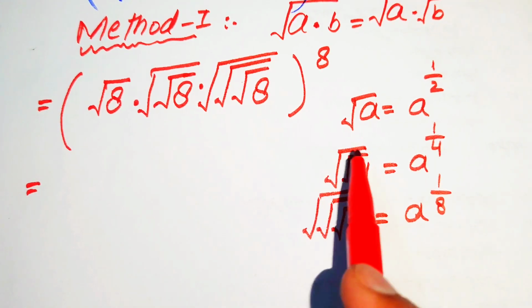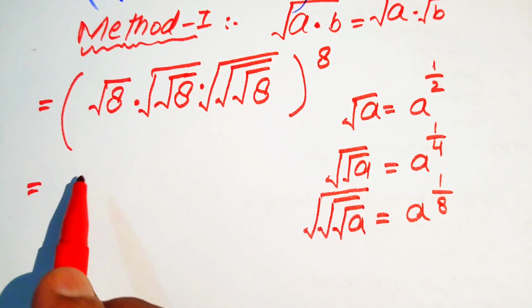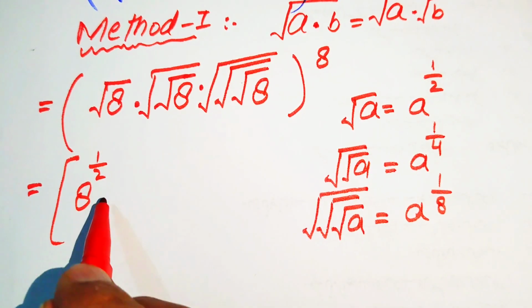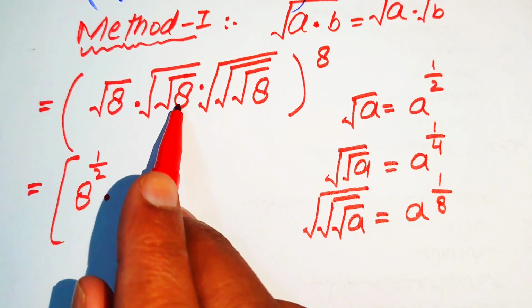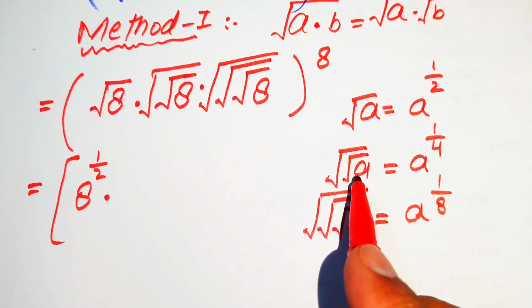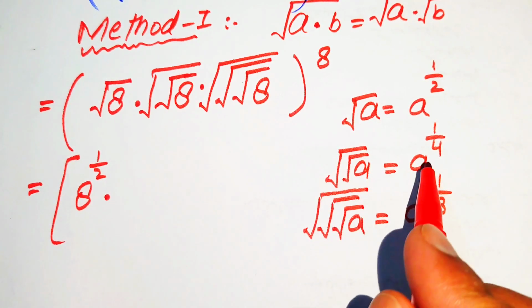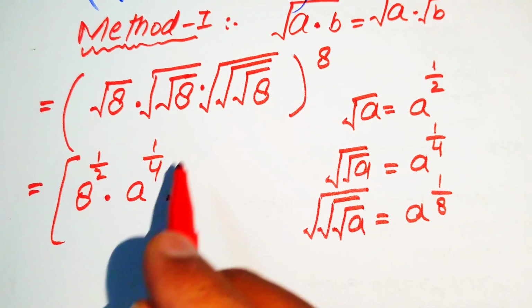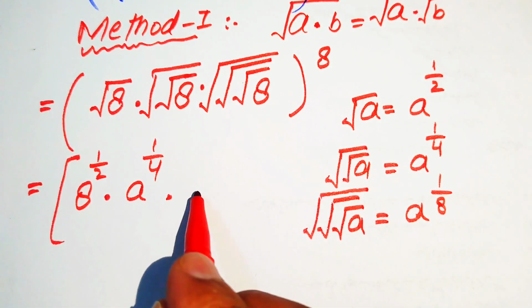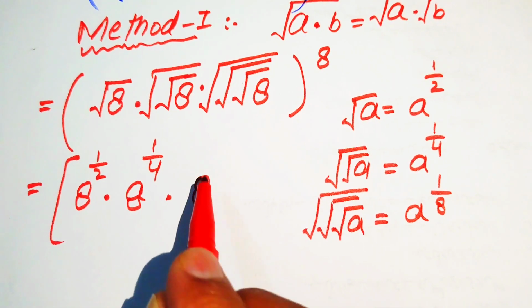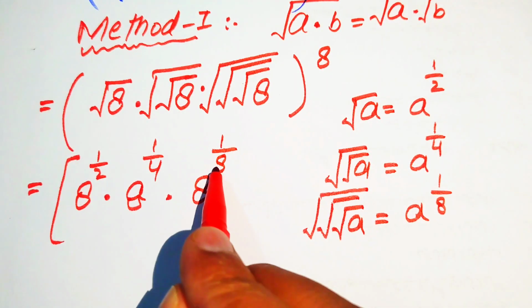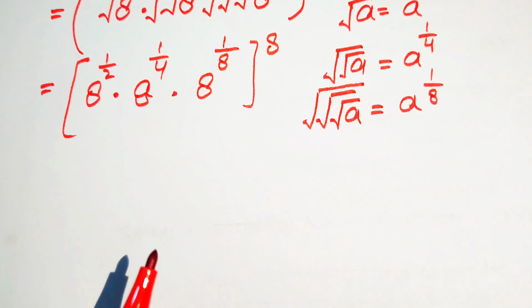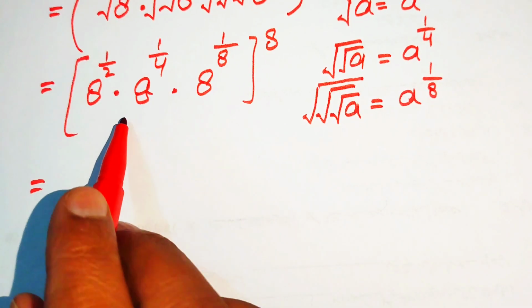Okay, so now here we replace the first square root of 8 by 8 to the power of 1 over 2, and we replace the 2 times square root by 8 to the power of 1 over 4. And if you have 3 times square root, we write it as 8 to the power of 1 over 8, and its whole power is 8. So here we use the nice exponential law.